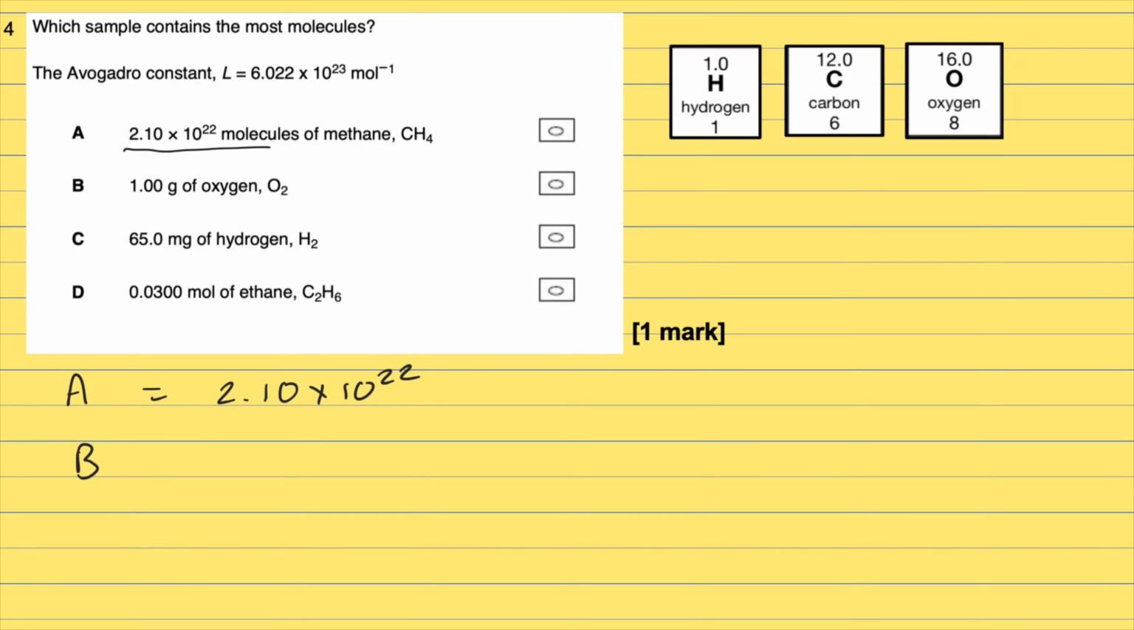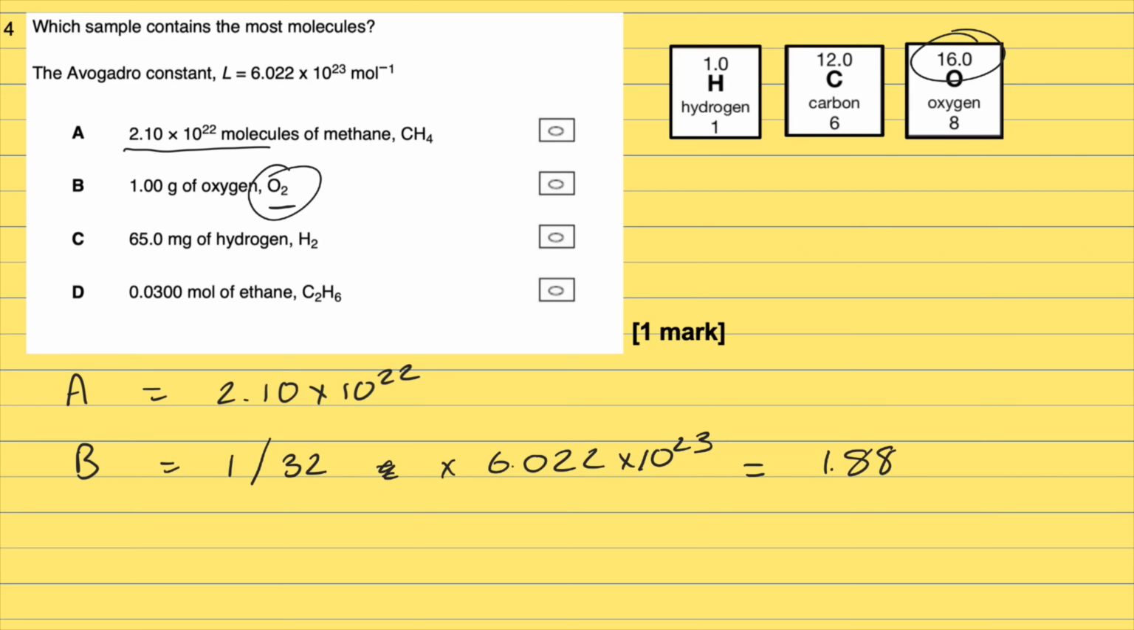B, 1 gram of oxygen, which is O2. Okay, so the first thing we need to do is work out the moles, which is mass over MR. So that's 1 divided by the MR of oxygen, which is 32, because there's 2 of them, and each one is 16, which gives us the moles. And then we need to times that by Avogadro's number to work out the number of molecules, which gives us, and I'm going to give 1.88 times 10 to the 22. So that's how many molecules in 1 gram of oxygen.